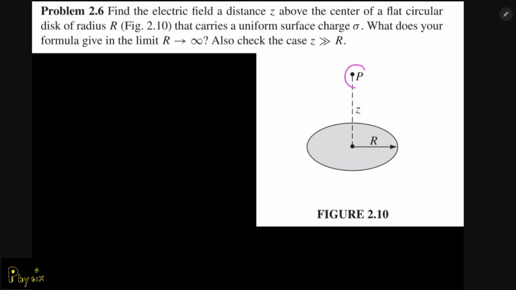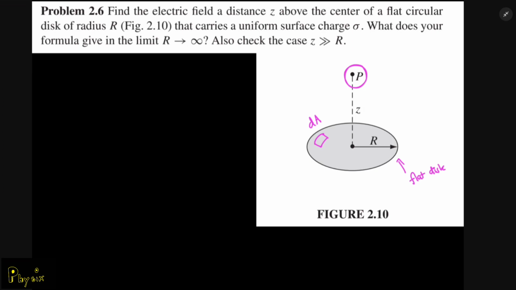Okay, so we basically need to find the electric field at point P. All right, so we begin this problem by taking into consideration the infinitesimal areas, the patches, that are present in this flat circular disk. All right, so let's analyze what these dAs, these infinitesimal areas, are.